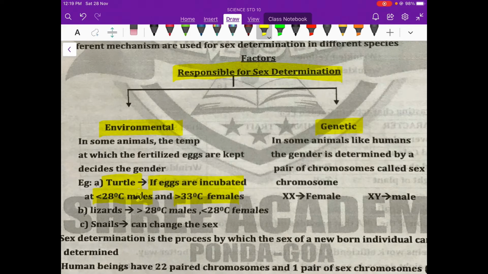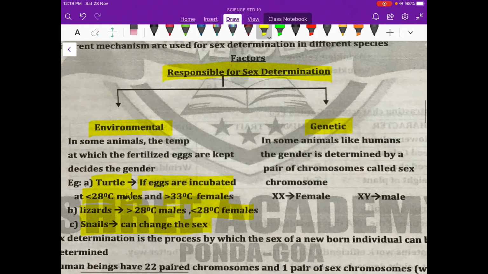Similarly, in the case of reptiles like lizards, at 28 degrees and above, males will be there, and at less than 28 degrees, females will be there. Then there are snails which can change their sex also. These are some of the environmental factors responsible for sex determination. There are some other factors also, called genetic ones.